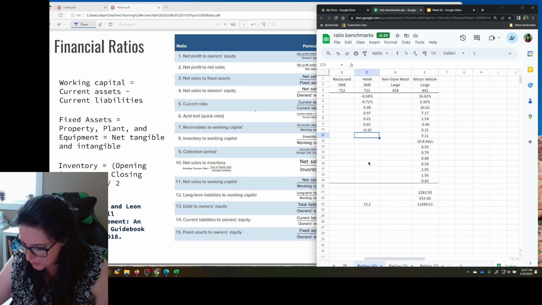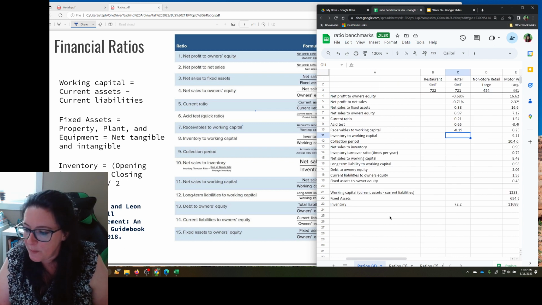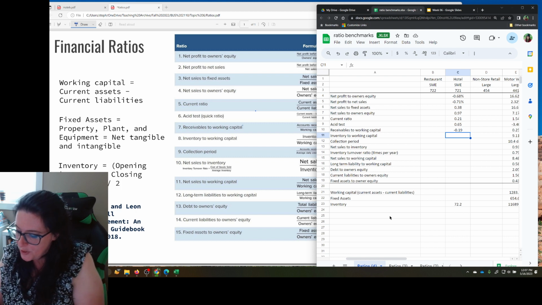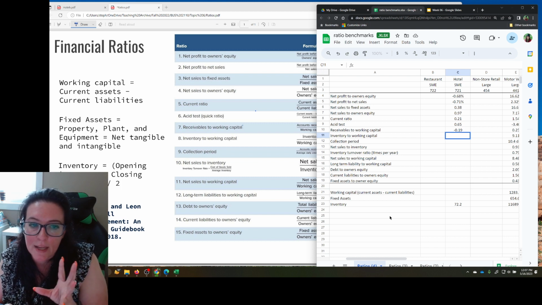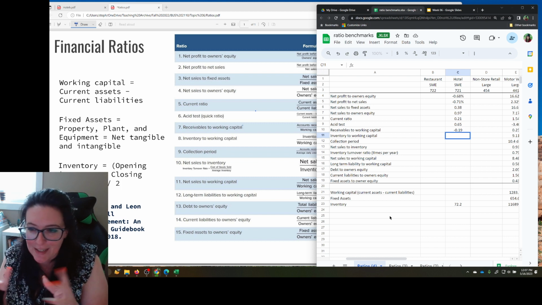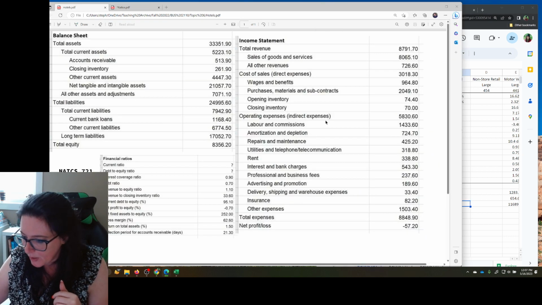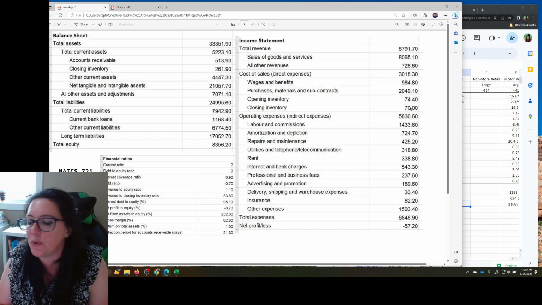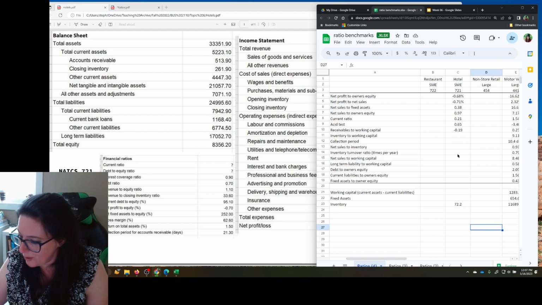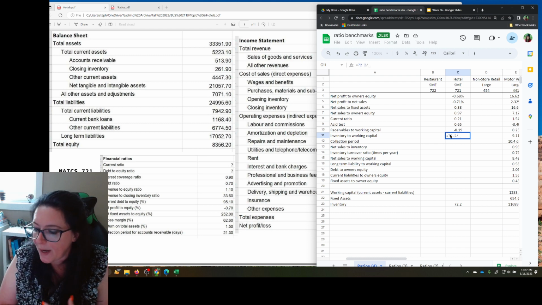Let's look at the hotel industry. Okay, so we're looking at inventory to working capital. And this inventory is going to be like the inventory we looked at before, which is we need to first take the average of the starting inventory and ending inventory, opening and closing. So in the previous video, for the hotel industry, we took that opening inventory and closing inventory, added the two together, divided by 2, and got the average level of inventory. And so that's this 72.2 that you can see here. So we want to take that 72.2 and divide by working capital.